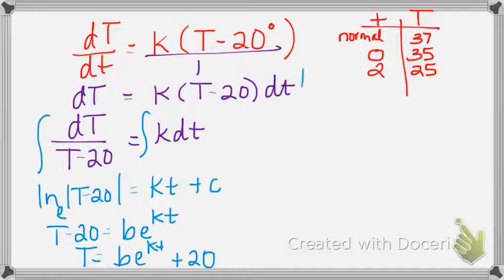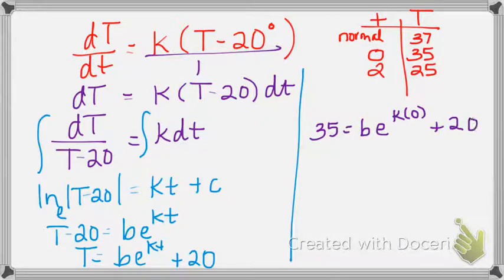And now after we find the temperature equation, we're going to use the other information that we have in our table. Start with the 35 and the 0. And now we're going to solve for b. So subtract 20. e to the 0 is 1, so we know that b is 15.